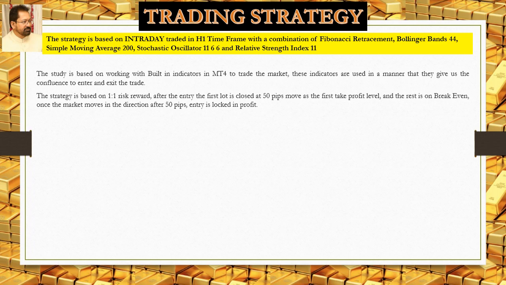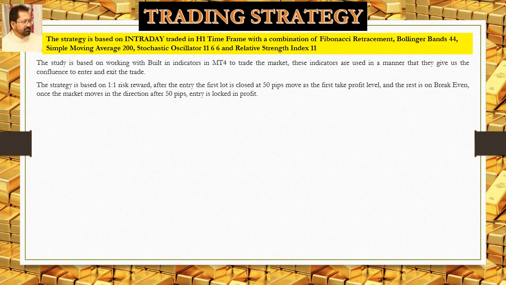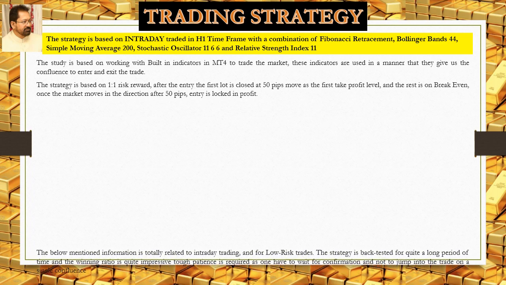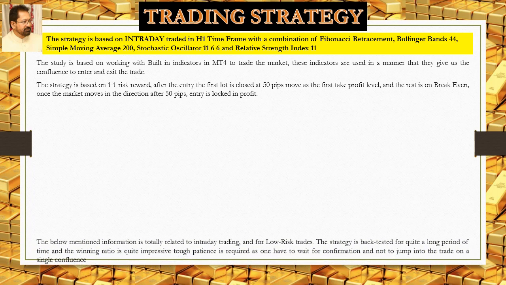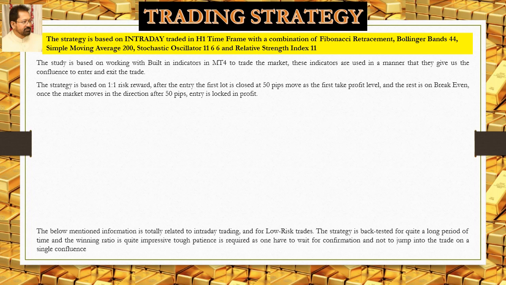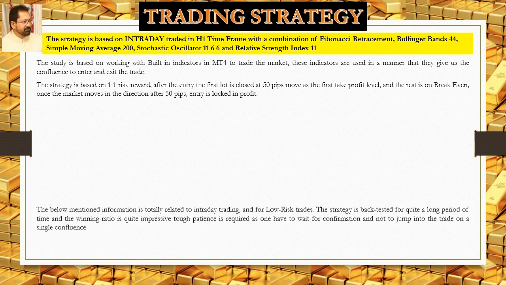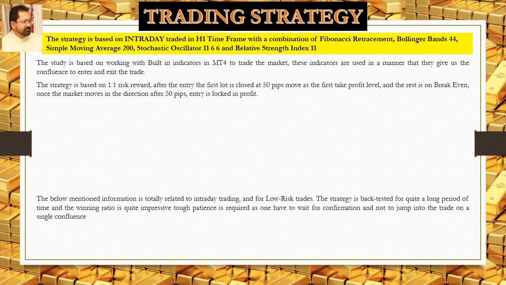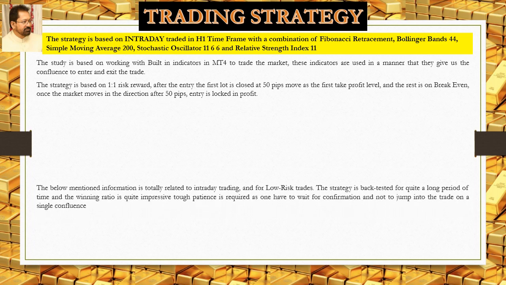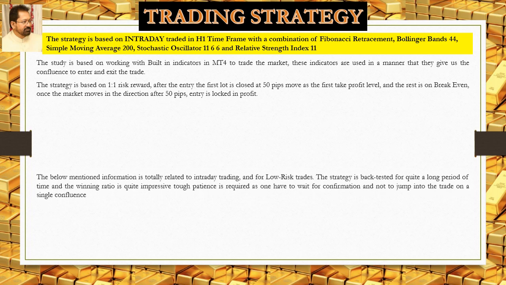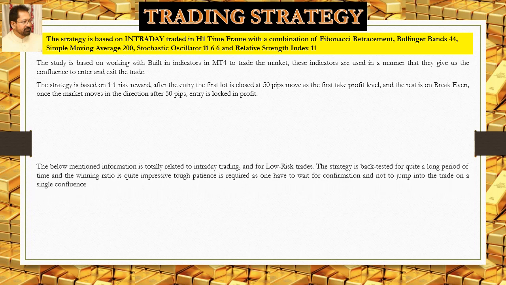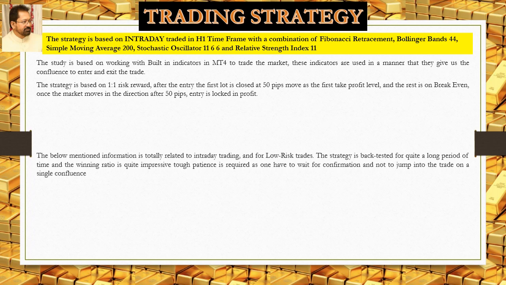The strategy is based on working with built-in indicators in MT4, set up, given and explained thoroughly to trade the market. These indicators are used in a manner that they give us the confidence to enter and exit the trade. The strategy is based on 1:1 risk reward. After the entry, the first lot is closed at a 50 pips move as the first take profit level, and the rest is put on break even. Once the market moves in the direction after 50 pips, the entry is locked in profit.